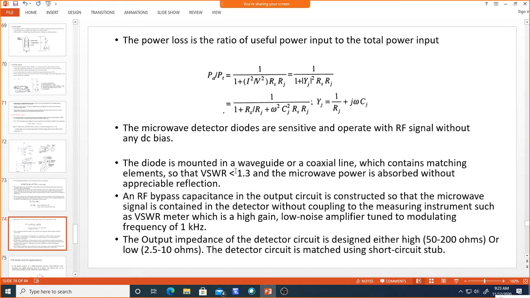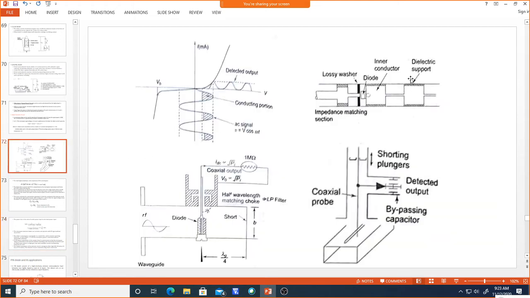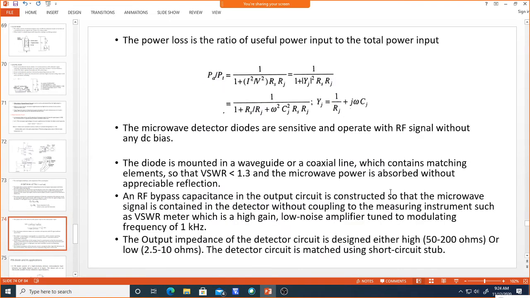Now, as I said, how can we exactly detect in the waveguide? The diode is mounted in a waveguide with a coaxial line which contains matching elements, such as the inner conductor, outer conductor, and also dielectric support. By using this setup, we can match the impedance, so that the VSWR should be less than 1.3.